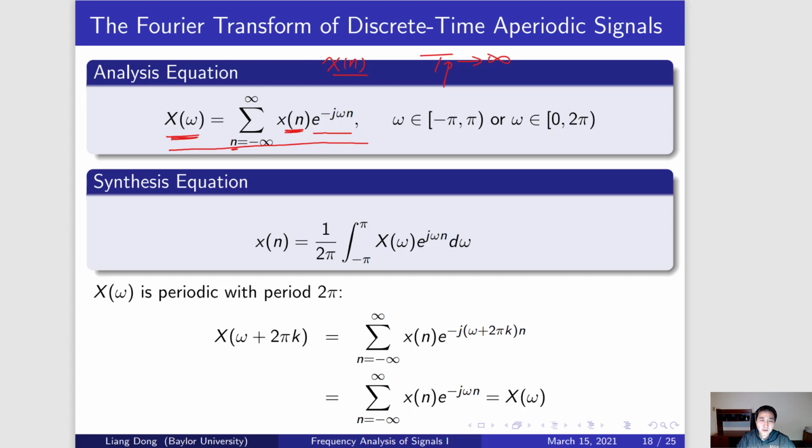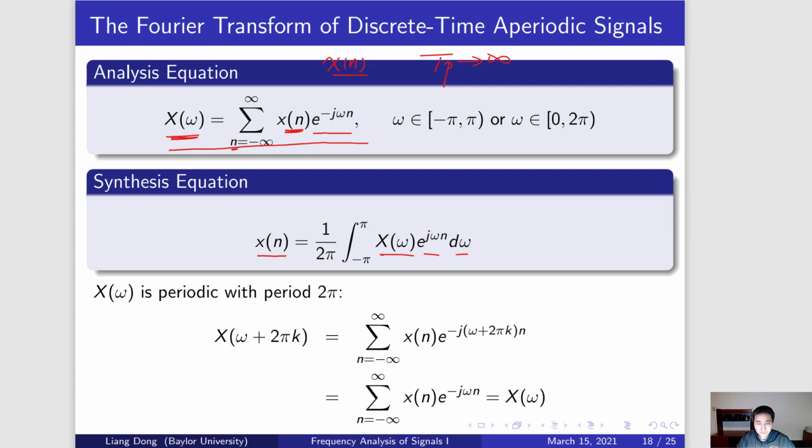So we can express omega either in an interval from negative pi to pi, or from 0 to 2 pi. As long as the period is 2 pi, I include all the information. The synthesis equation is the inverse Fourier transform. If I have this frequency domain signal, capital X of omega, and I want to find the time domain signal x[n], what I can do is take 1 over 2 pi times the integration from negative pi to pi of X of omega times the core, e to the power positive j omega n, d omega.